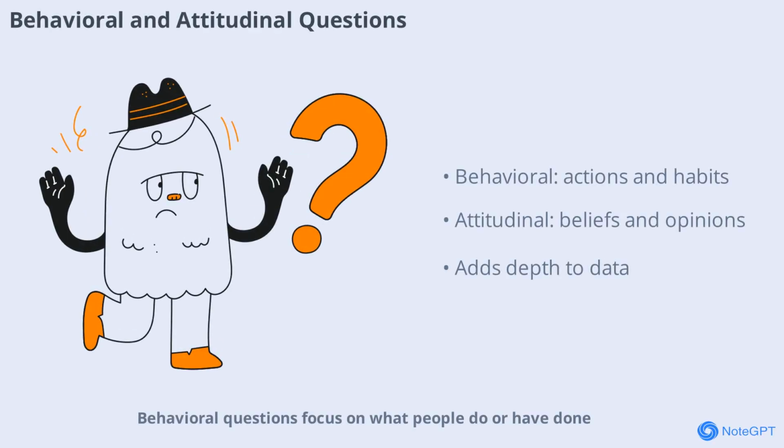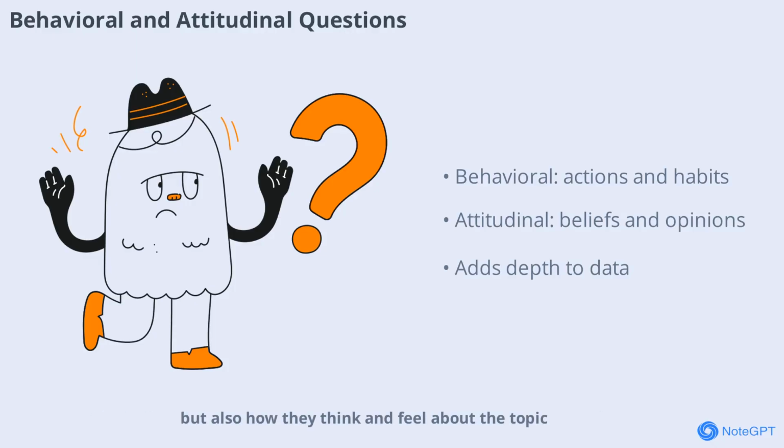Behavioral questions focus on what people do or have done, such as their habits or routines. For example, you might ask, how often do you eat fresh vegetables? Attitudinal questions, on the other hand, explore beliefs or opinions, like, what is your opinion about tax breaks to encourage healthy eating? Including both types can help you understand not just what people do, but also how they think and feel about the topic.